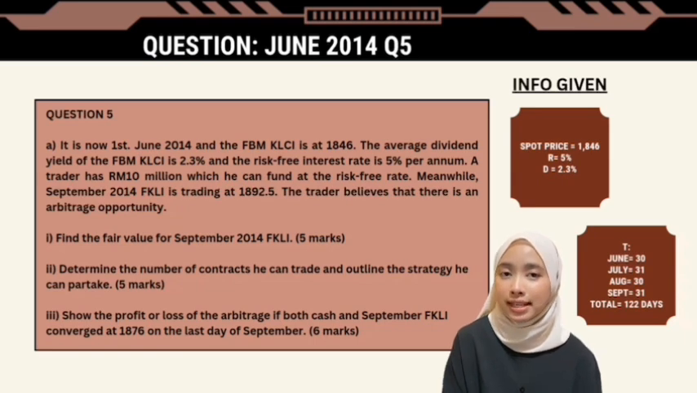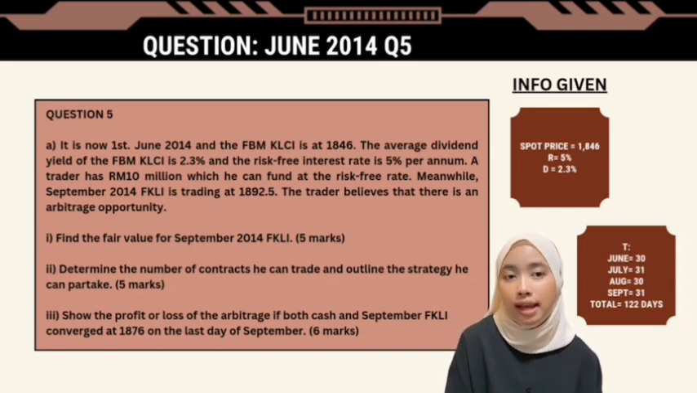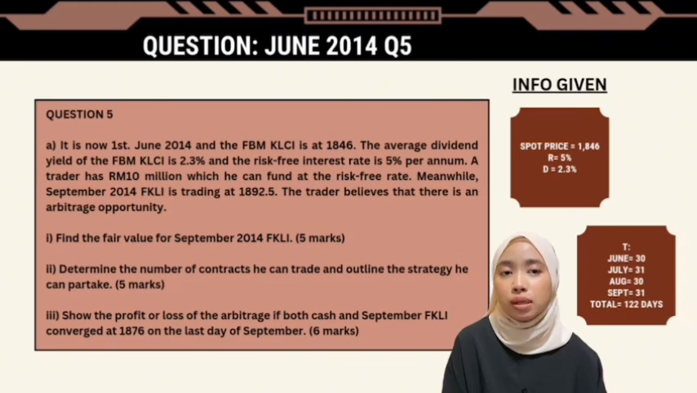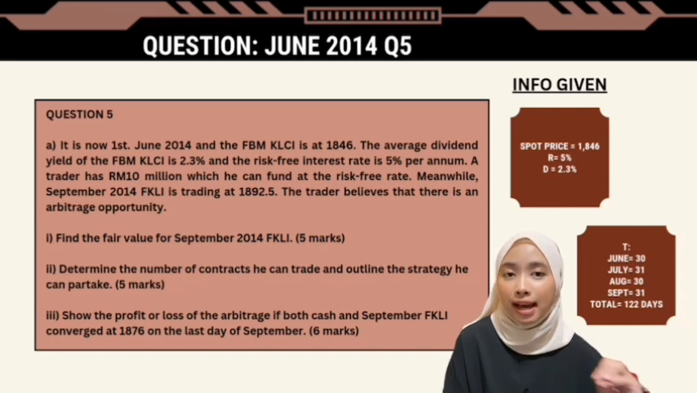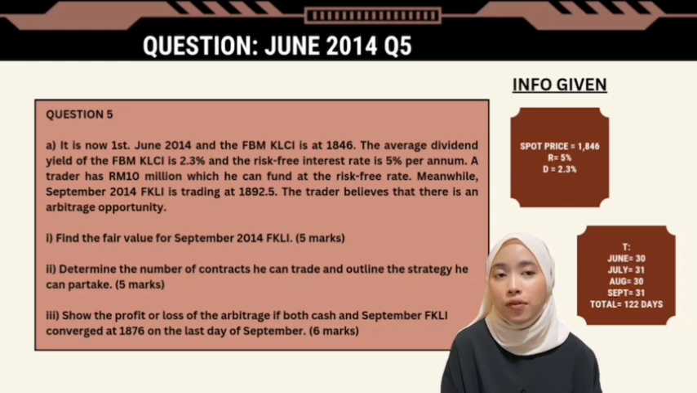So the questions are: first, find the fair value for September 2014 FKLI; second, determine the number of contracts he can trade and outline the strategy he can partake; and the last question is to show the profit or loss of the arbitrage if both cash and September FKLI are covered at 1876 on the last day of September.